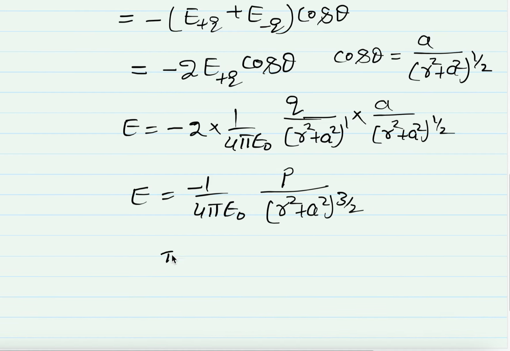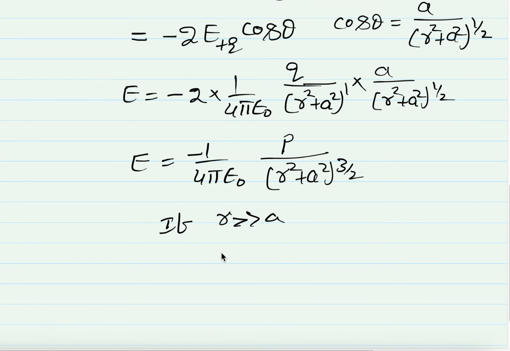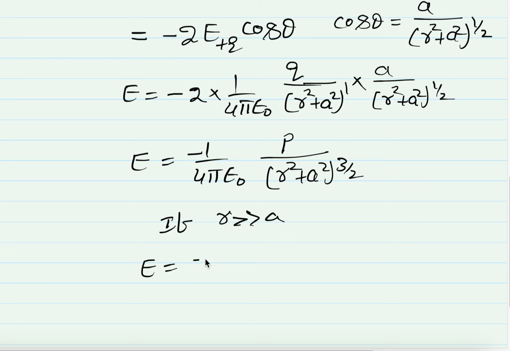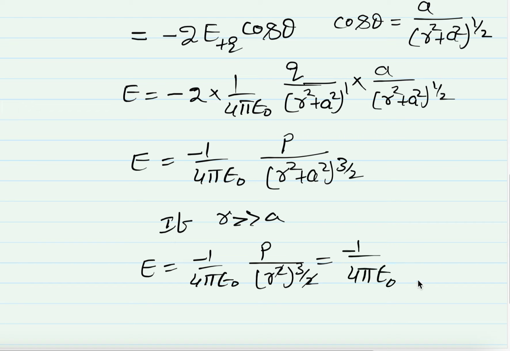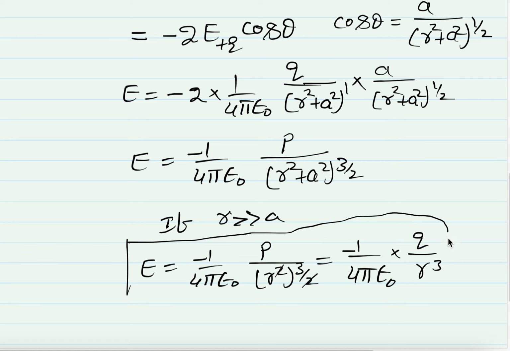We use the condition that if r is much greater than a, then a is negligible here. So E is equal to minus 1 by 4 pi epsilon naught, p by r square whole power 3 by 2. The 2 will get cancelled, so finally it becomes minus 1 by 4 pi epsilon naught into p by r cube. So this is the magnitude of the electric field due to an electric dipole on the equatorial plane.